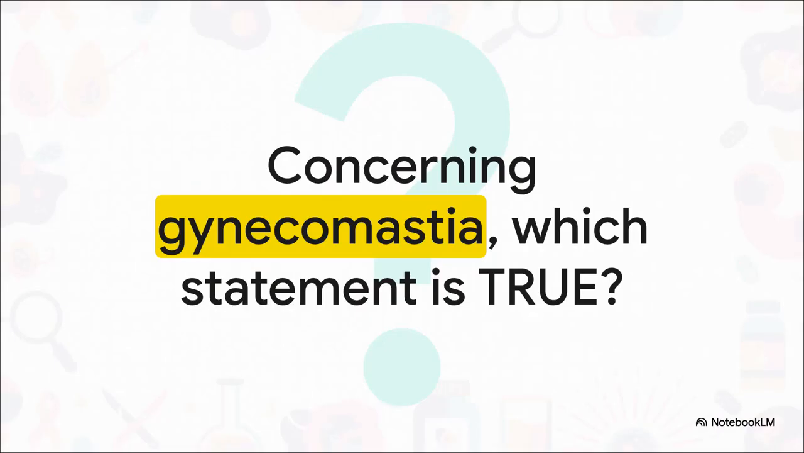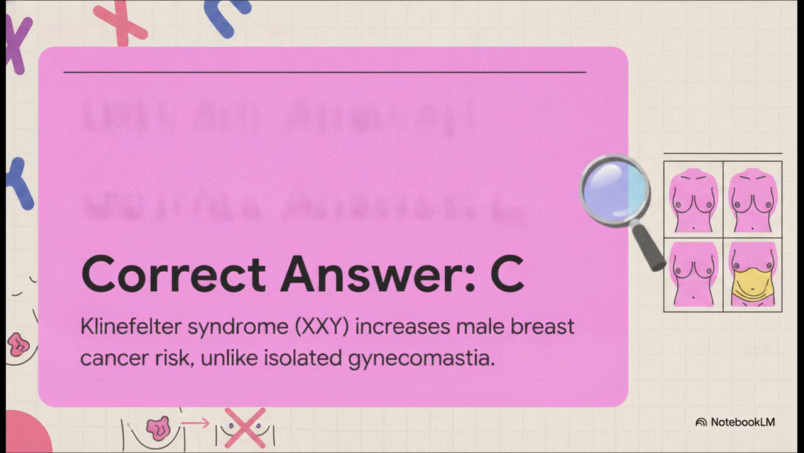Question 3. Taking a look at gynecomastia. Which of the following is true? A. During senescence, it's usually unilateral. B. During puberty, it's usually bilateral. C. It's associated with breast cancer and Klinefelter syndrome patients. Or D. It's classified by a 3-grade system. The true statement is C.